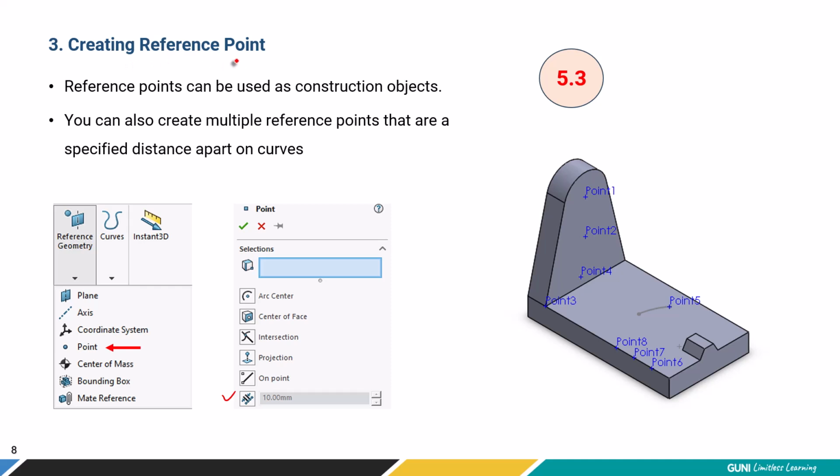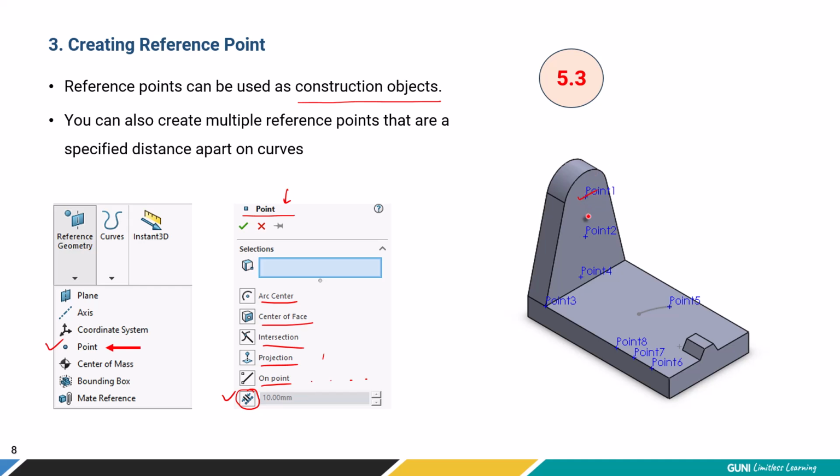Now let's learn how to create a reference point. Reference points are basically used as construction objects. Under the reference geometry, you'll find the reference point. When you start creating the point, its property manager will offer you 6 different ways to create the points. One is arc center, center of a face, intersection, projection, on a point, and equidistance number of points. Means you can create a number of points.